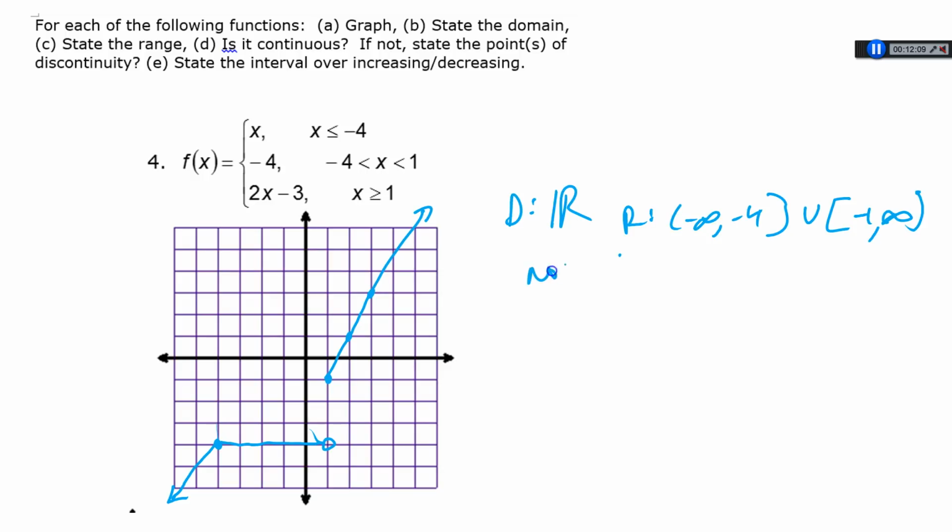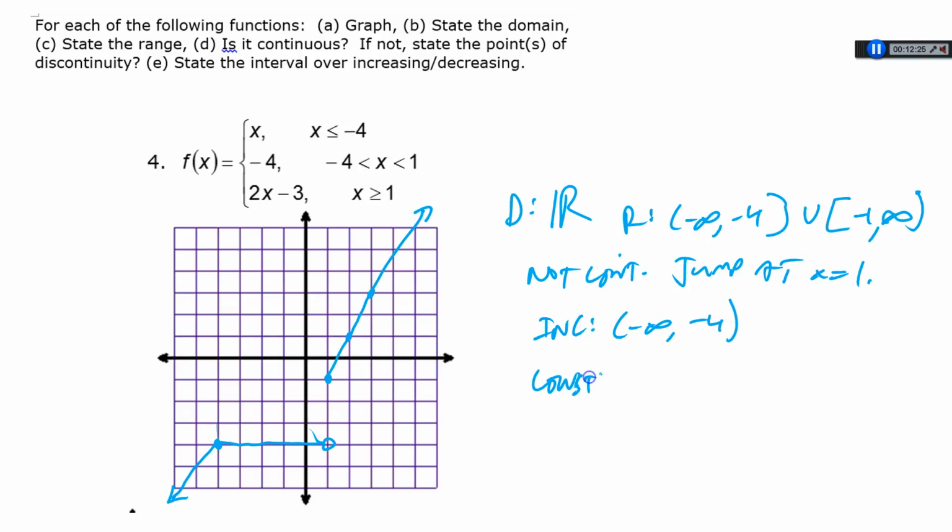We are not continuous, but we can actually talk about it this time. We have a jump at x equals 1. Increasing: we are increasing from -infinity to -4, and we are constant from -4 to 1, and we are also increasing from 1 to infinity. Nice.